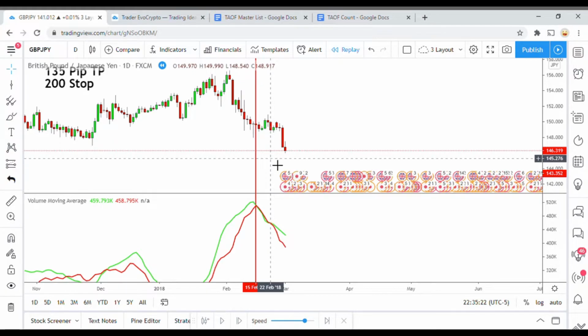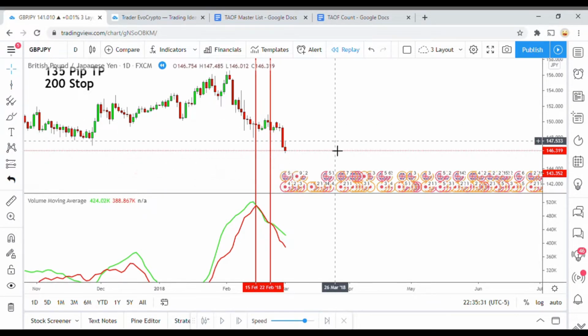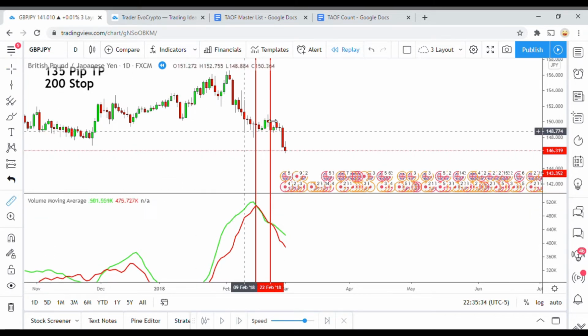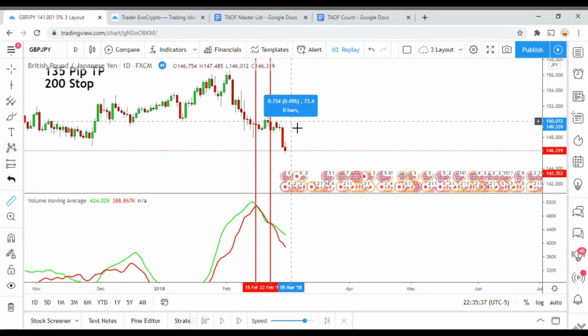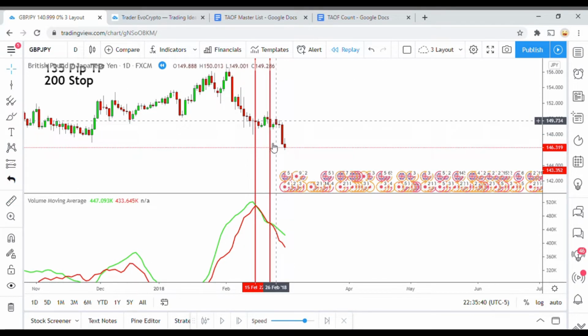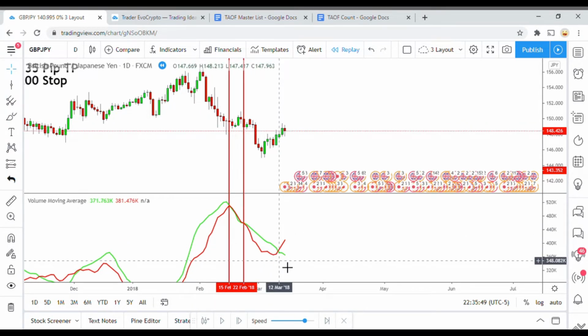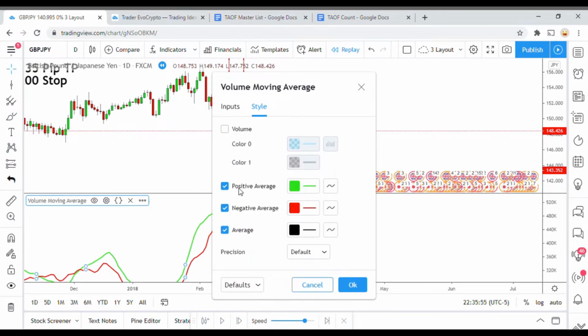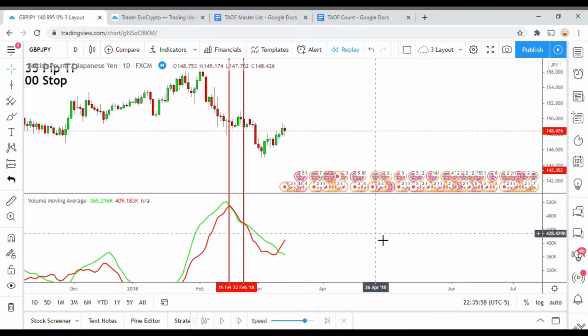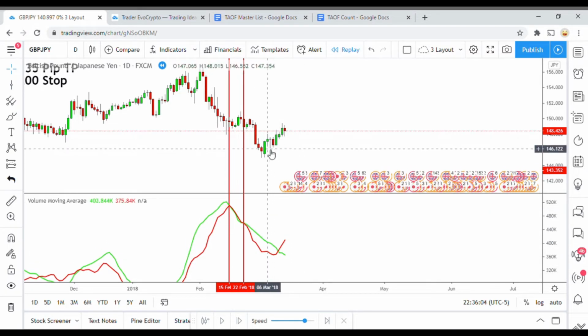And let's see here. So that candle right there looks like price action went up ever so slightly. Unfortunately, did not make it to the 135 pips. And then we get stopped out. We're still in the buy zone here. Let me double check. Positive, negative. Yep. Just double check that I had the lines in the right color there.